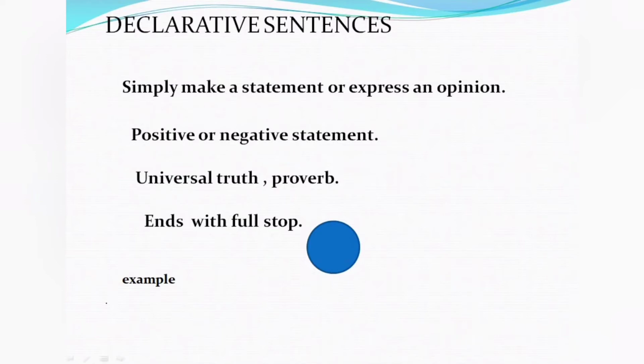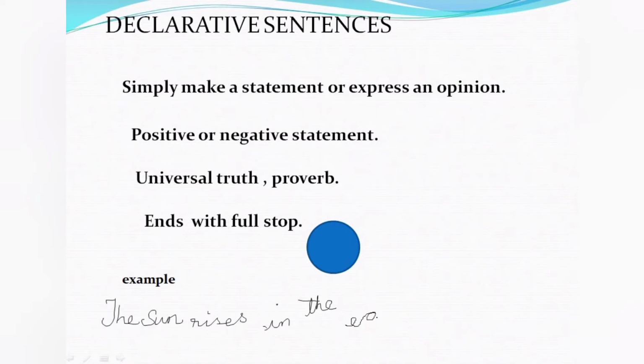For example, the sun rises in the east. That is, the sentence is a universal truth. The sun rises in the east. That is the universal truth. Here also the declarative sentence always ends with full stop.